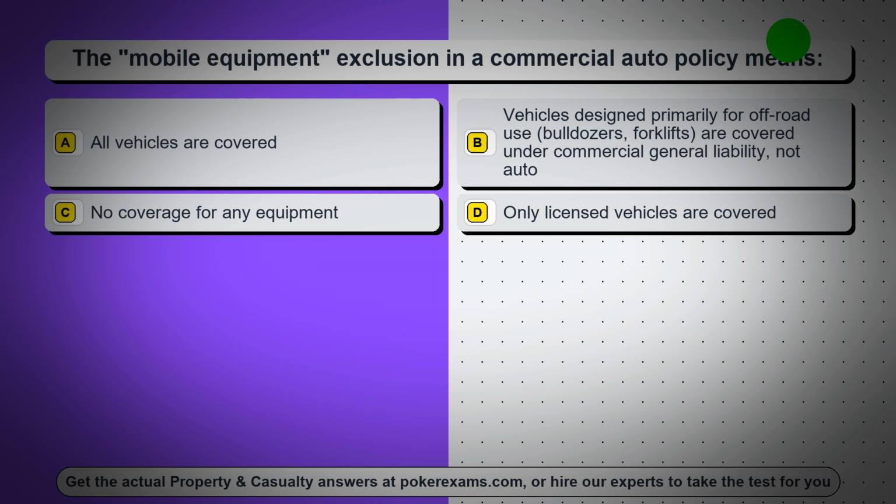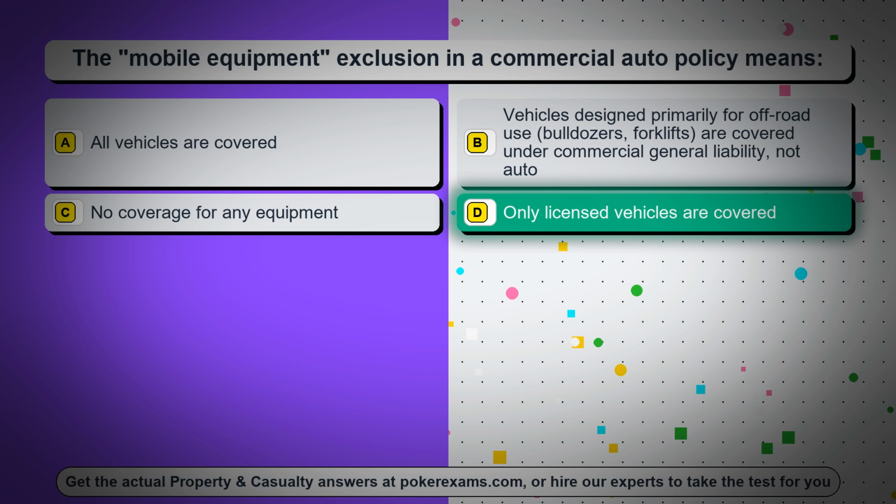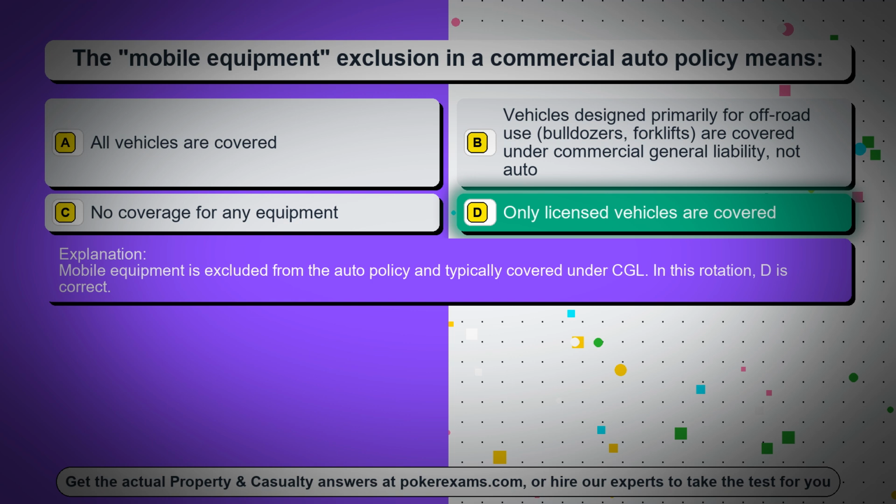Question 62. The mobile equipment exclusion in a commercial auto policy means: Option A, all vehicles are covered. Option B, vehicles designed primarily for off-road use, bulldozers, forklifts, are covered under commercial general liability, not auto. Option C, no coverage for any equipment. Option D, only licensed vehicles are covered. The correct answer is option D, only licensed vehicles are covered. Mobile equipment is excluded from the auto policy and typically covered under CGL. In this rotation, D is correct.